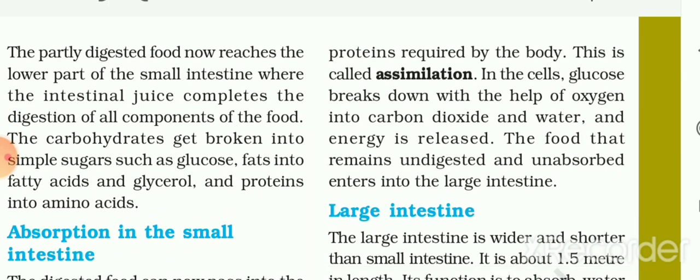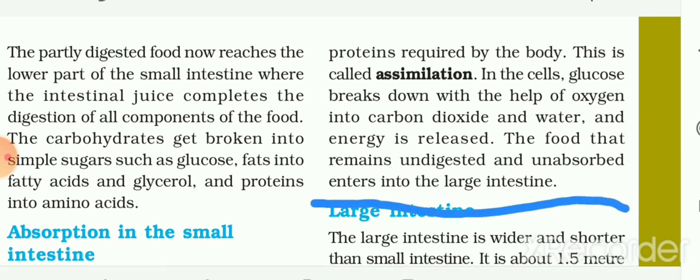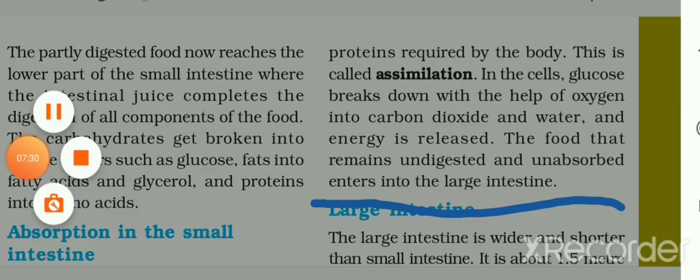And this process is known as assimilation. In the cells, glucose breaks down with the help of oxygen into carbon dioxide and water, and during this process energy is released. The food that remains undigested and unabsorbed enters into the large intestine. So now let me see how food gets absorbed in the small intestine and what villi are.